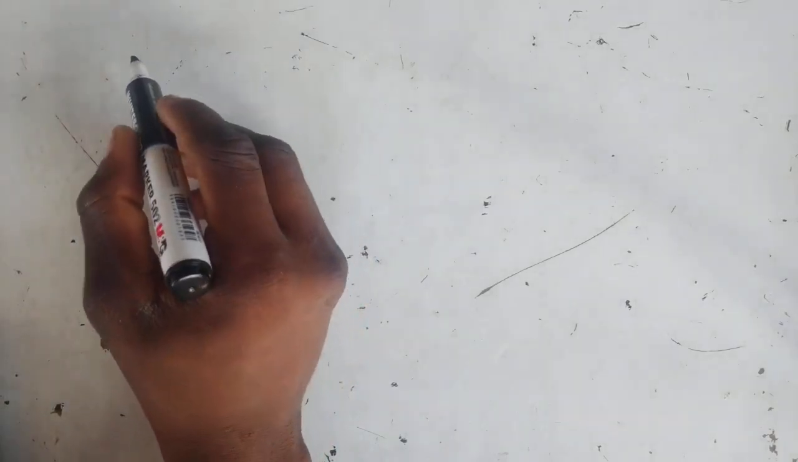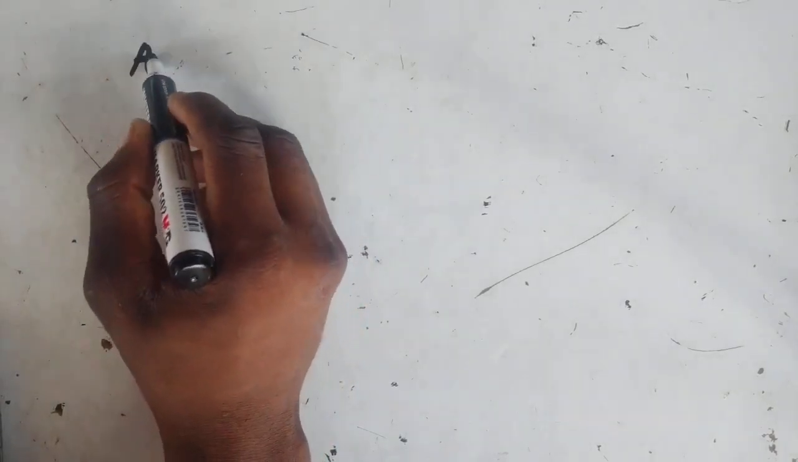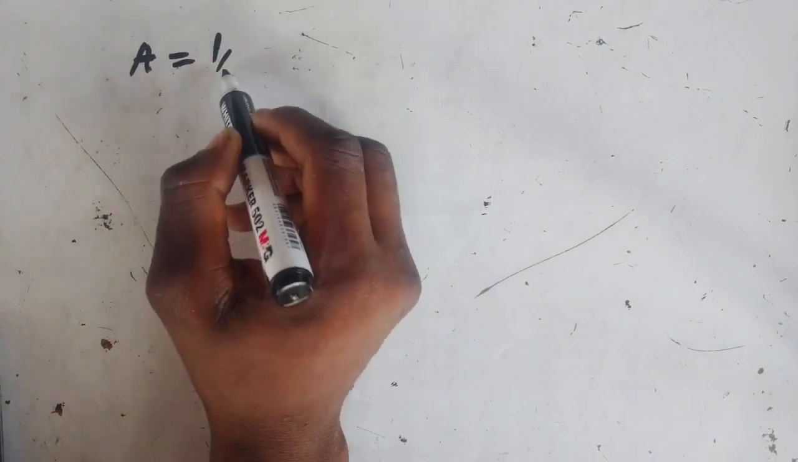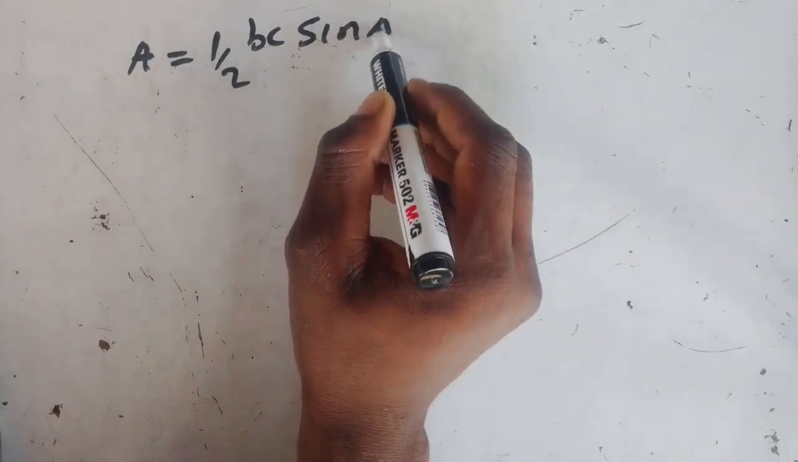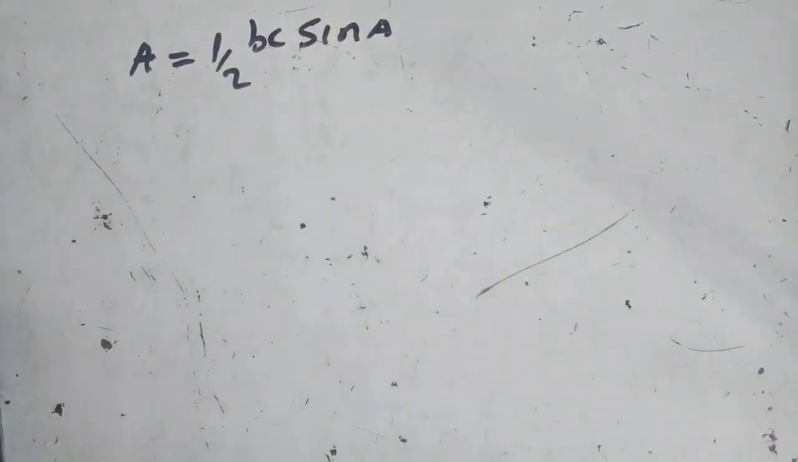A, which is area, is equals to 1 over 2 BC sine A. Okay, so now let's calculate our triangle's area. Let's now collect the data.